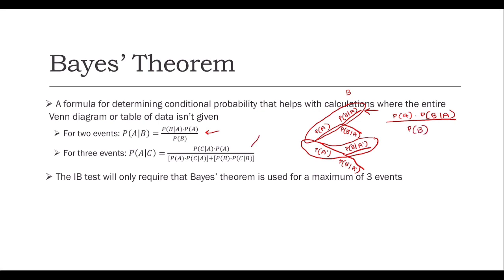And you can expand that to three events, where your probability of A given C is your probability of C given A times your probability of A divided by the probability of A times the probability of C given A plus the probability of B times the probability of C given B. So the IB test will only require Bayes' theorem is used for a maximum of three events.